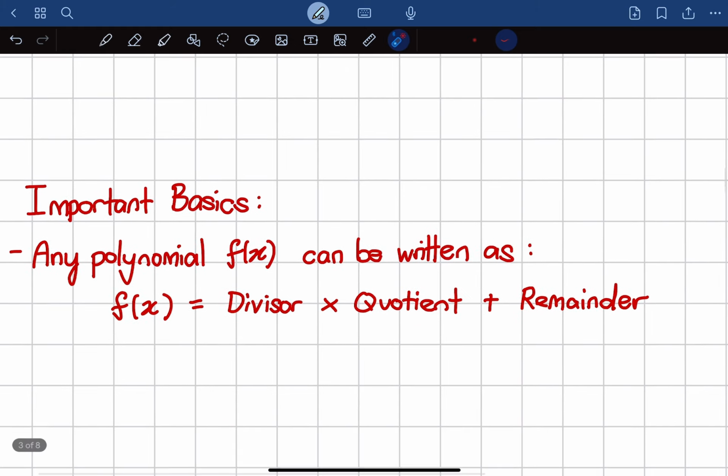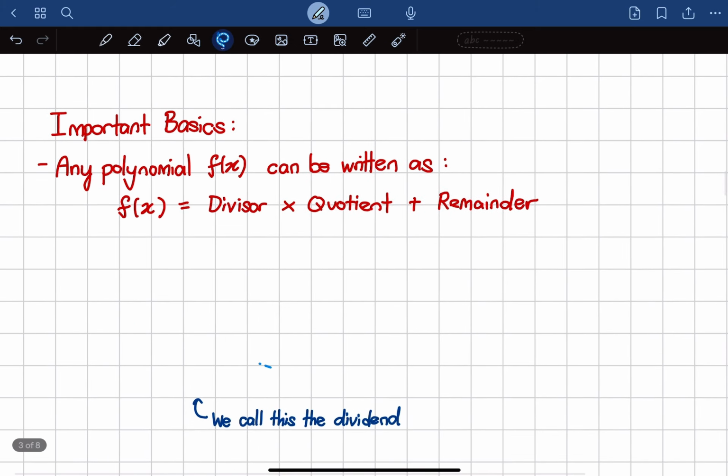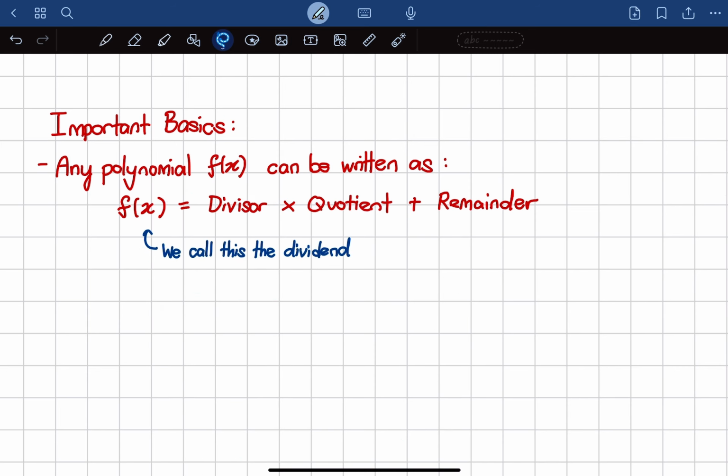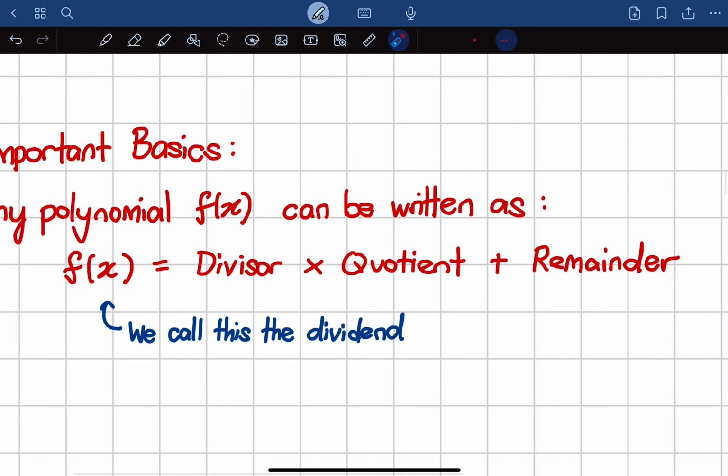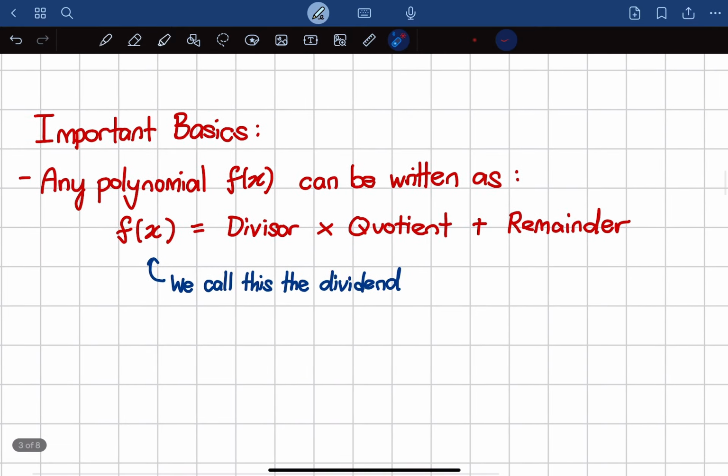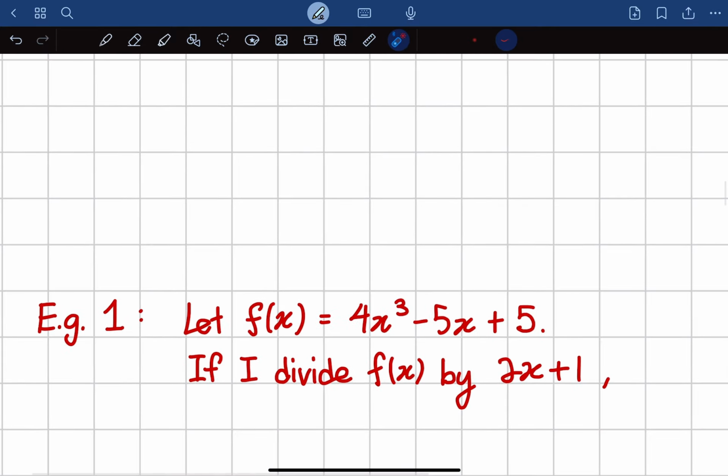In this case, this f(x) here, we will call the dividend. So if we look at this equation, any polynomial or any dividend can be written as a divisor times a quotient plus a remainder. So let's look at one very simple example. Imagine example 1.